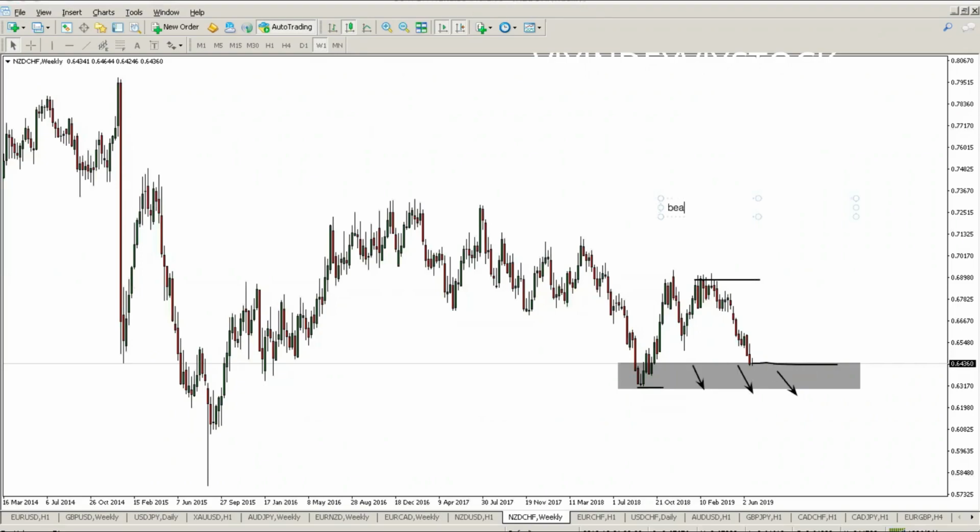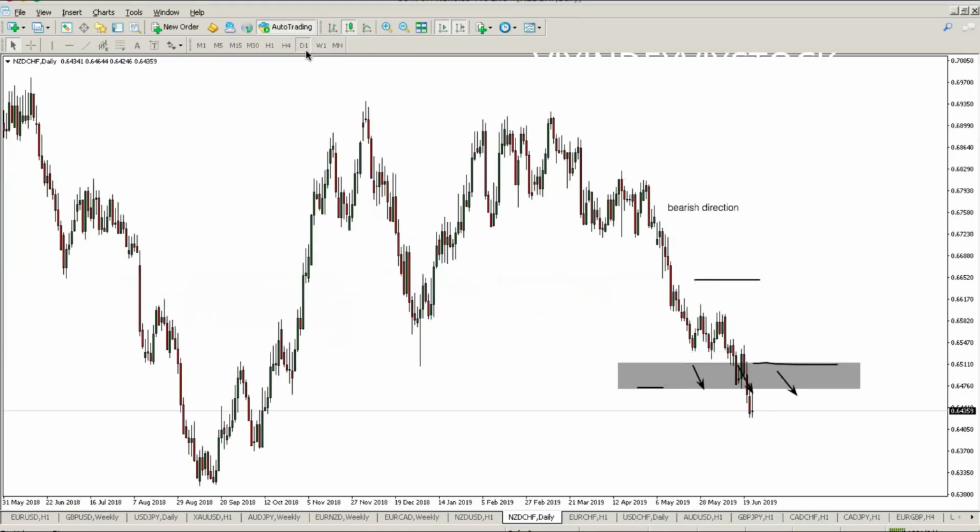Direction is bearish. Bearish direction. You're looking forward to take the market all the way down. Then you go to daily time frame. Same applies. So you see what you have here.